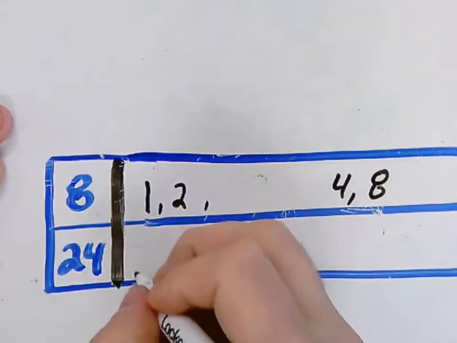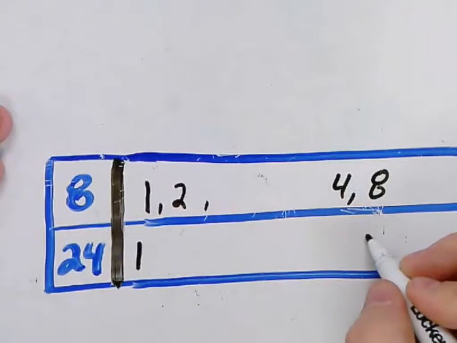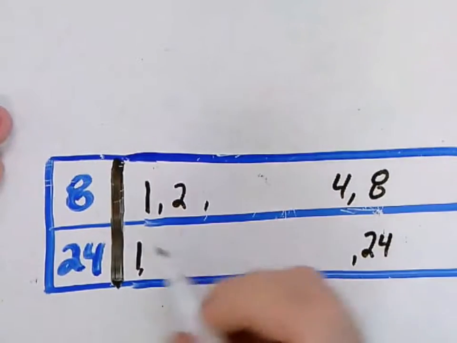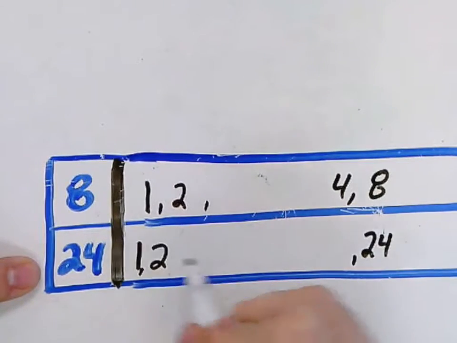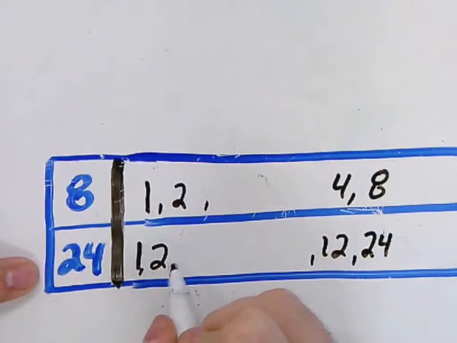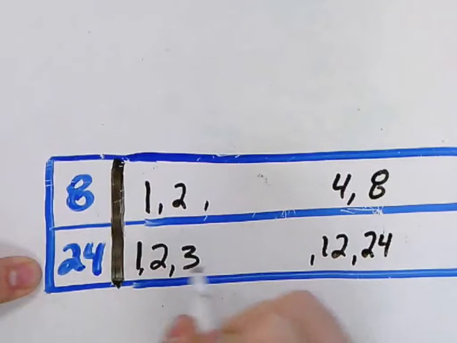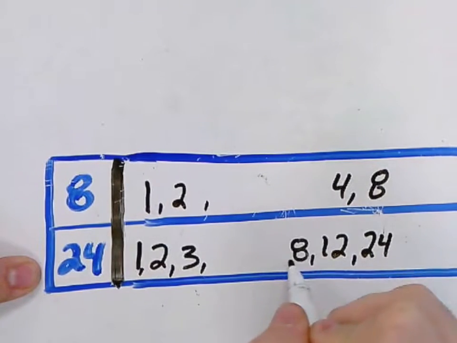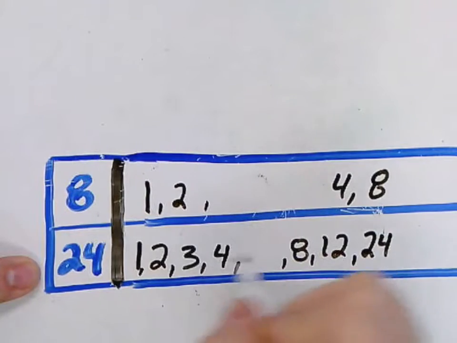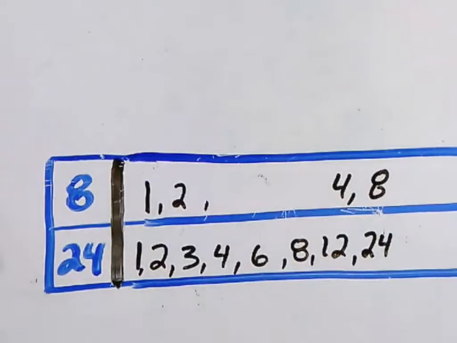So I have a list. Same thing down here, 1 and 24. The two easiest factors to figure out. Is 2 a factor of 24? Yes. 2 times 12 gives me 24. Is 3 a factor of 24? Yes. 3 times 8. Is 4 a factor of 24? Yes. 4 times 6. And then is 5 a factor? No. So I have all of my factors of 24. I have all of my factors of 8.